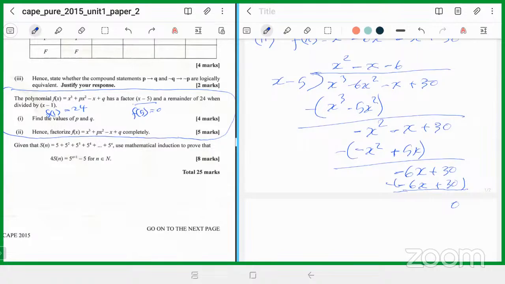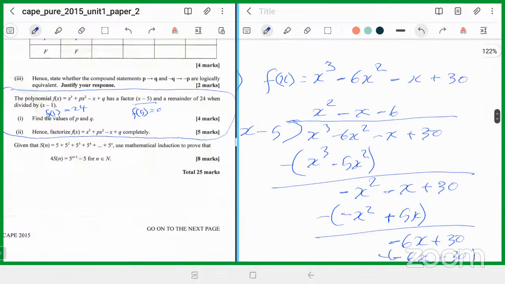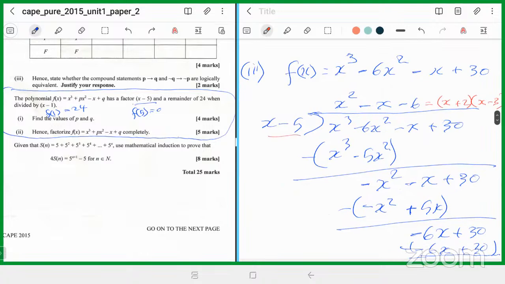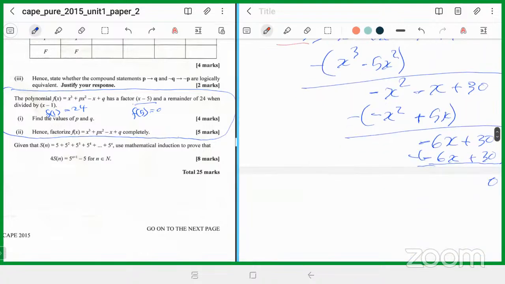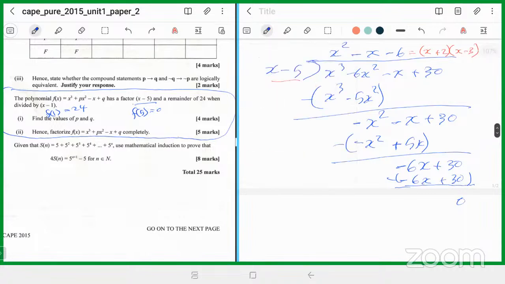Because that's a factor we divided by. And then we can factorize this where it is. It's x, and 2 and 3, and minus and plus. So those are my 3 factors. And so I can write my 3 factors now, which is that f of x is x minus 5, x plus 2, x minus 3. Same thing again.